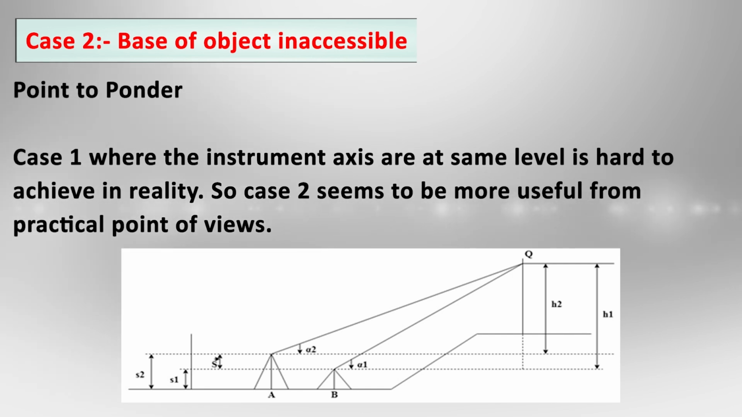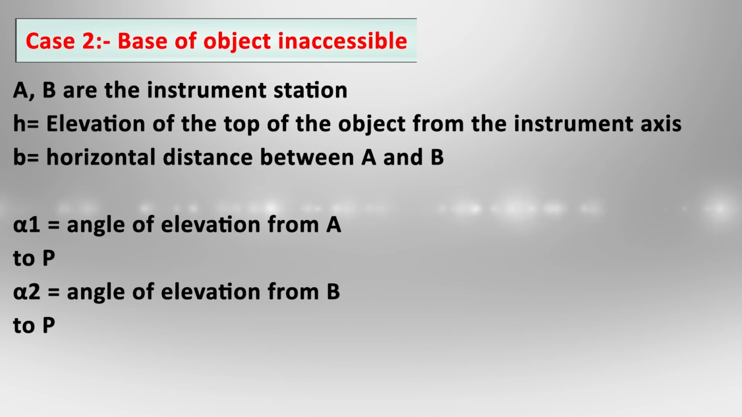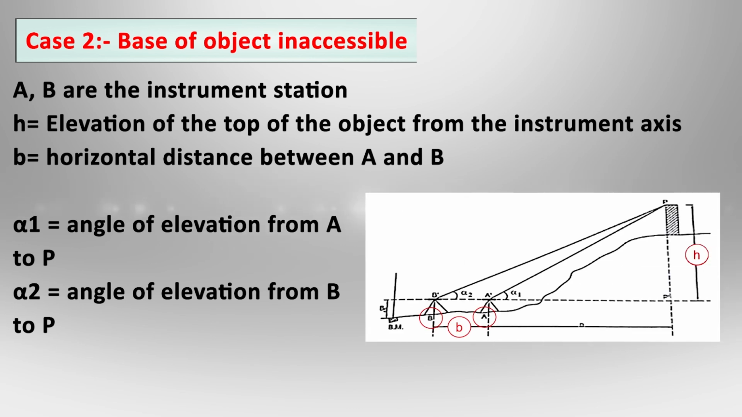So case 2 seems to be more useful from a practical point of view. But we will start with case 1, that is, the instrument axes are at the same level. So look at the figure and if possible try to draw it. The situation is, we can measure small b, that is the distance between two instrument stations, which is the horizontal distance between the two instrument stations.